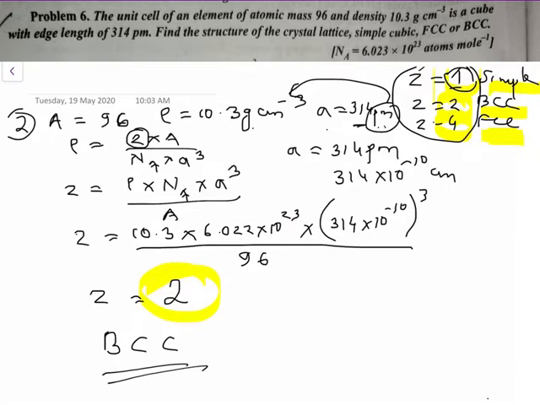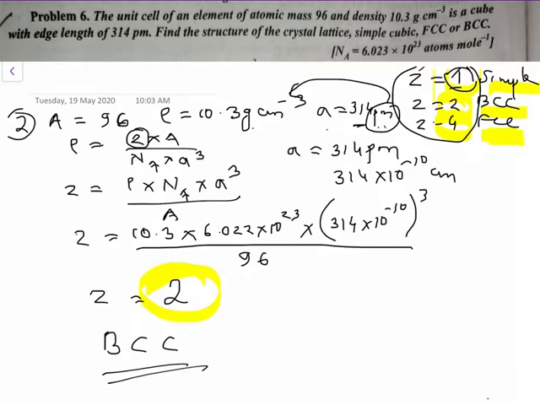Yeah, such a very simple base question is always asked. Now instead of saying what is the structure, sometimes they'll say what is the nature of the cubic unit cell. Again you have to find the same Z value, and your Z value must come either 1 or 2 or 4. Nothing other than this.